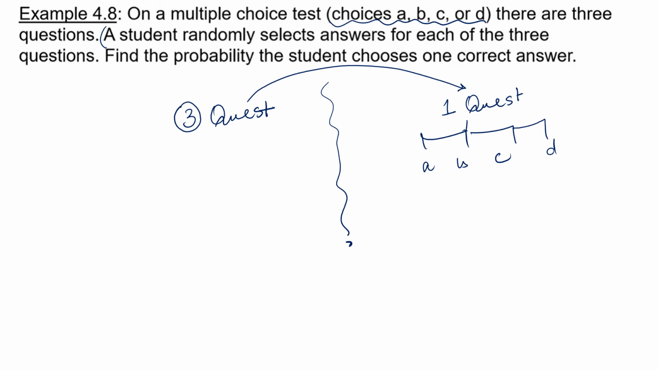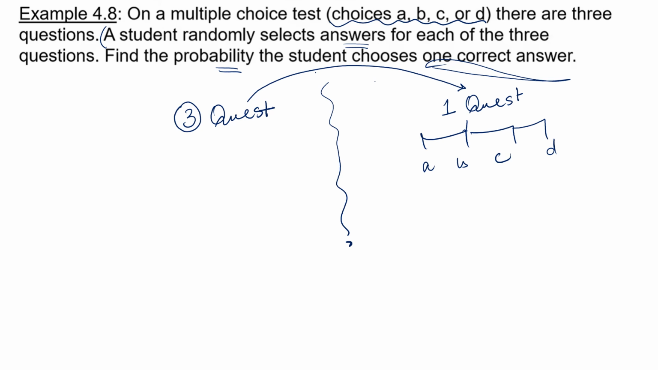Now read more. A student randomly selects answers. Yani he is solving the 3 questions. For all the 3 questions, from the 4 given choices, he is randomly selecting answers. So for each of the 3 questions, question number 1, he selects one answer. Question number 2, he selects another answer. Question number 3, he selects another answer. What they are asking you: find the probability that the student chooses one correct answer.